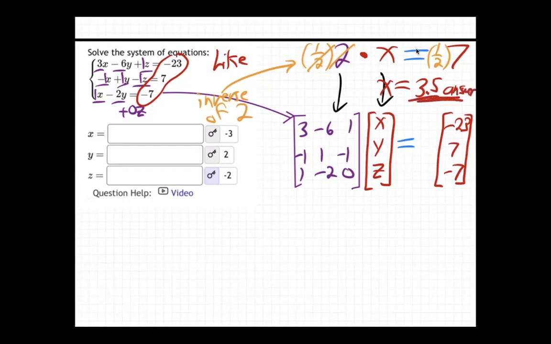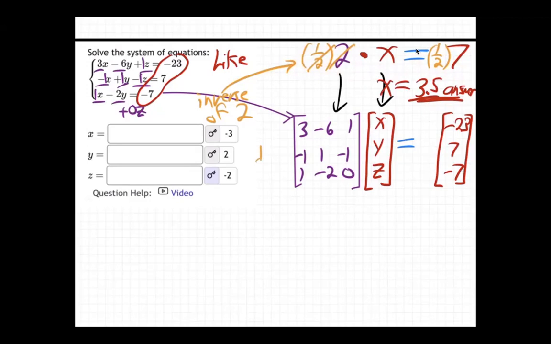So my point is, when you have a number times a letter equals a number, you multiply both sides by the inverse of that number. It cancels out, x is alone, and then your answer is on the other side. Well, let's do the same thing here.